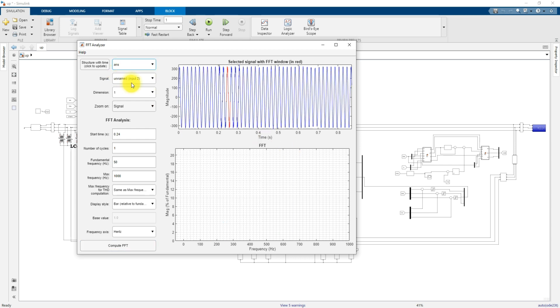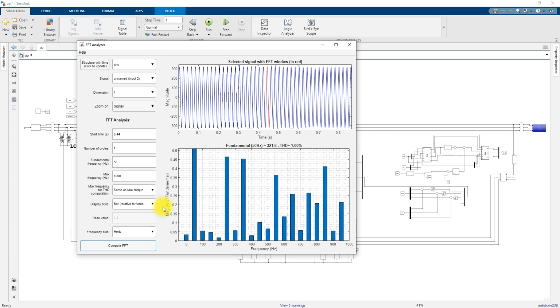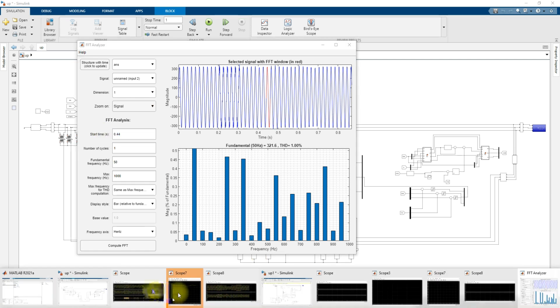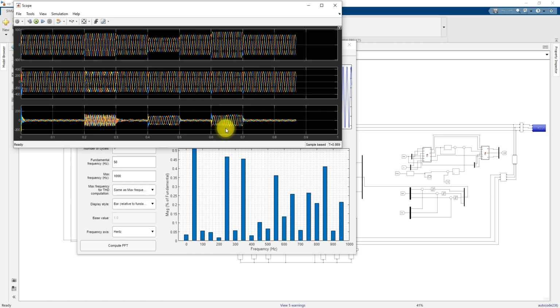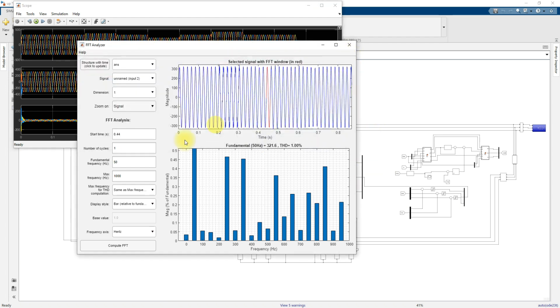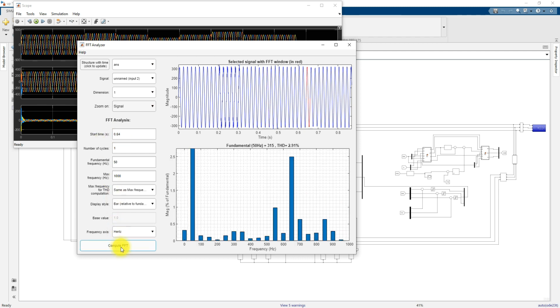And I'm going to test the model for sag and swell. So the sag will occur at 0.4 to 0.5, so I'm going to consider 0.44 and then check the THD. THD is around 1 percentage, no problem. And the voltage swell occurs between 0.6 and 0.7, we will check that one. So here I'm going to pick 0.64 and check the THD. THD is around 2.91 percentage.